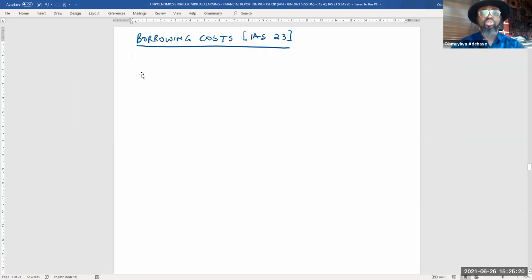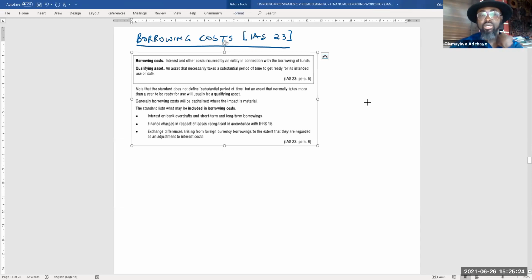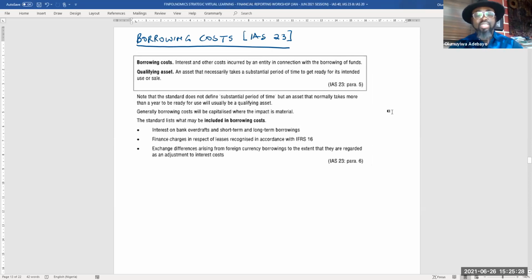Thereafter, we'll look at the scope requirements of the standard, with respect to the exceptions to the rule in which borrowing costs may not be capitalized for certain assets, which might be deemed not to be qualifying assets. Now, in summary, borrowing costs are explicitly defined in the standard as the interest and other costs incurred by an entity in connection with the borrowing of funds. The borrowing cost required to be capitalized is that attributable to qualifying assets. The standard further defines a qualifying asset as an asset that necessarily takes a substantial period of time to get ready for its intended use or sale.